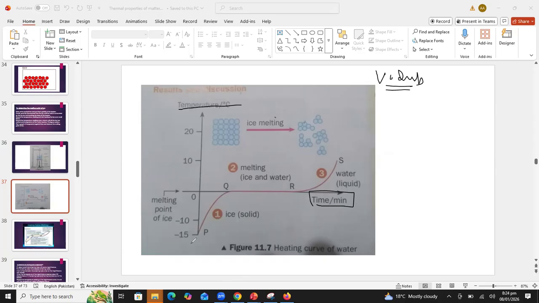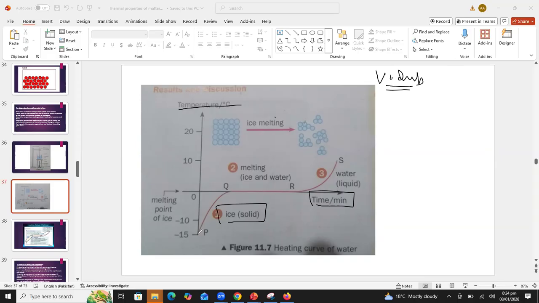-15 या -17 हो सकता है. ठीक है. And when we have started the burner, the temperature of ice will start to change. The temperature of ice will start to change. So at point P, ice is in the solid state.